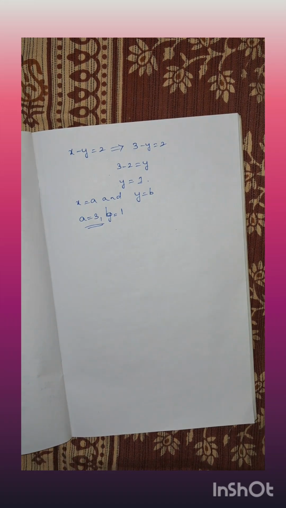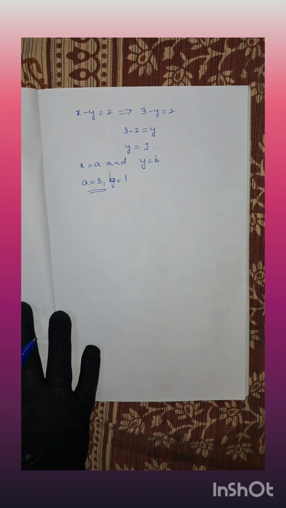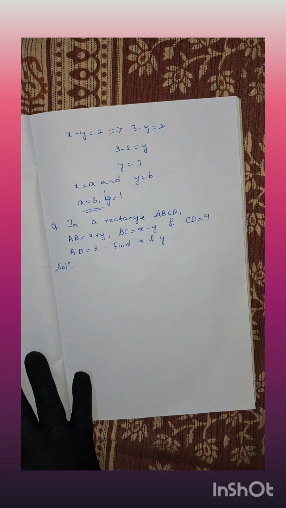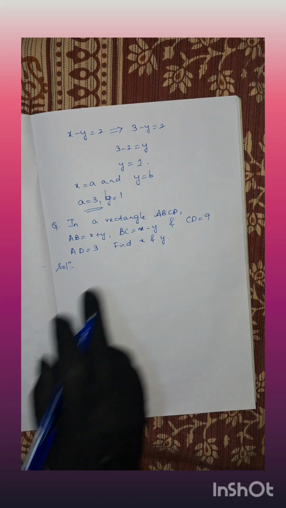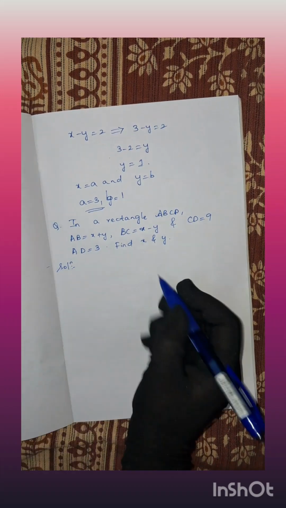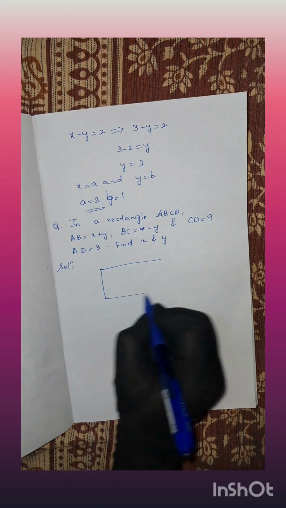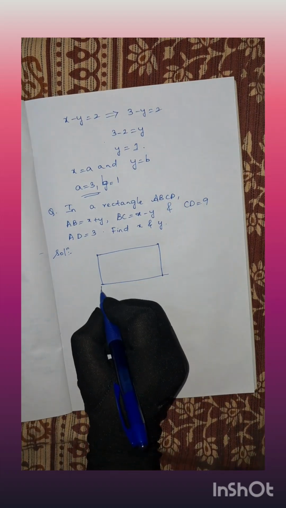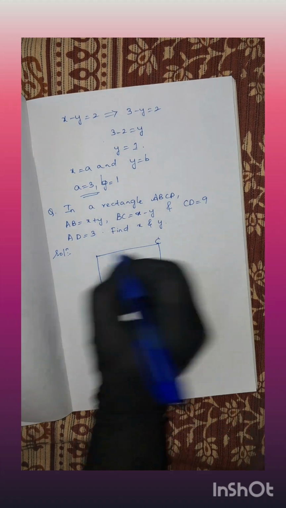Okay. Now let us see the last question, last important question, last very short important question. So your last question is, in a rectangle ABCD, AB is equal to x plus y, BC is equal to x minus y, CD is equal to 9 and AD is equal to 3. Find x and y. So first we'll draw a rectangle here. This is your rectangle, right? 4 sides. So let it be A, B, C and D.